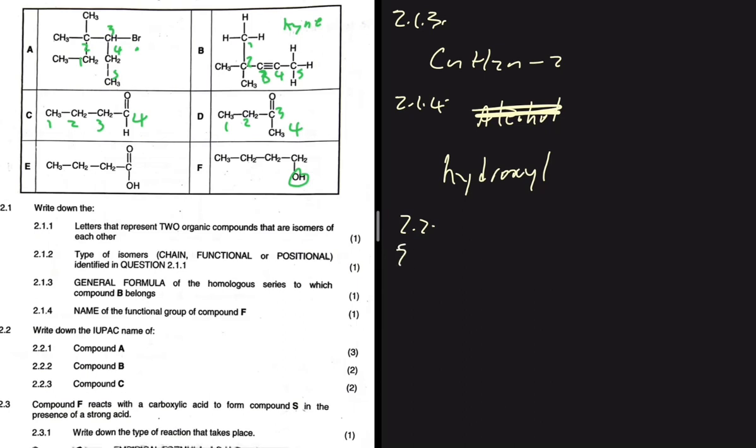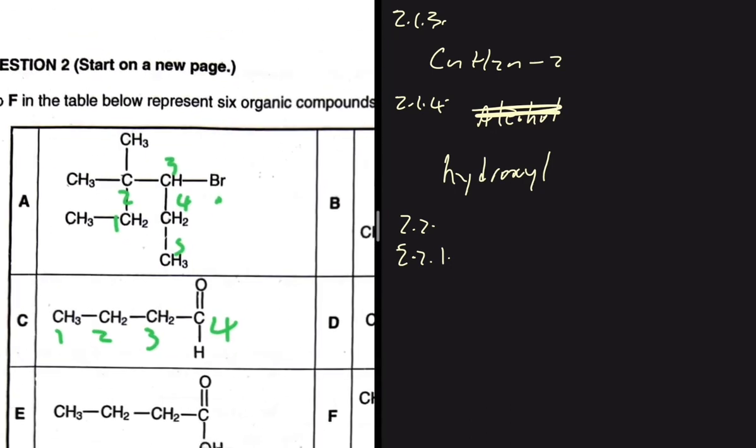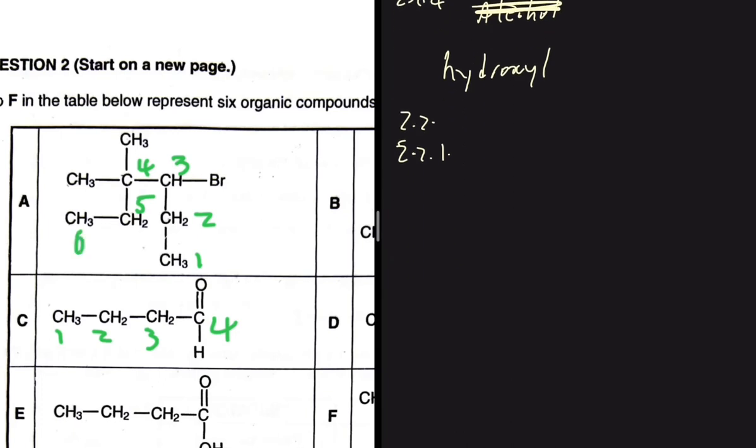So 2.2.1, we're looking for the name of compound A, right? So first things first, we look for the longest carbon chain, right? We have, let me just erase this number so that we can start from the bottom again. We have 1, 2, 3, 4, 5. We actually have 6 because we have that carbon there, right? So 6, we know that our name is supposed to have hex, right?